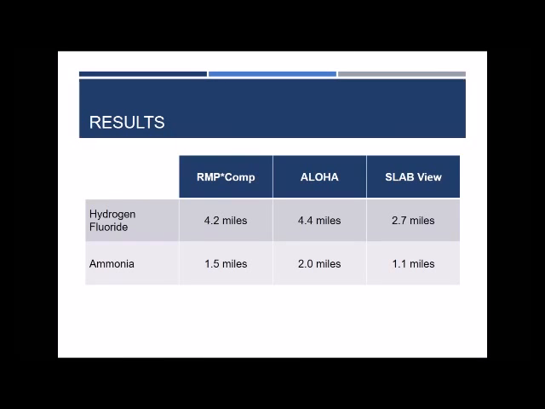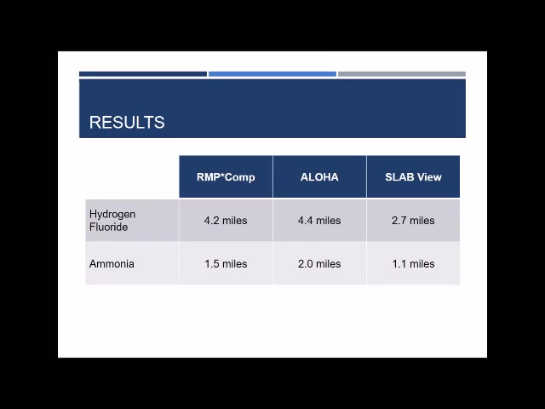All right, here's the comparison of the data from each of the software. As you can see, the differences between the three. I mean, RMP Comp and ALOHA are pretty similar. SLAB view is significantly different, and I went ahead and did ammonia as well. I didn't have to show the steps. It's basically the same step. It's just in the beginning, you choose ammonia instead of choosing hydrogen fluoride, and pretty much the rest is the same.